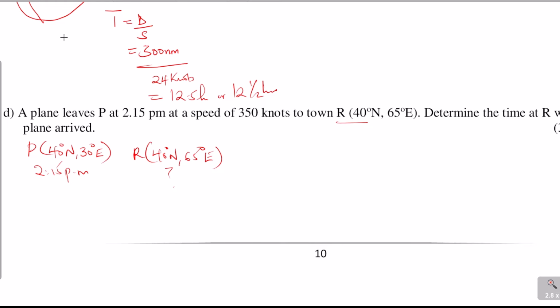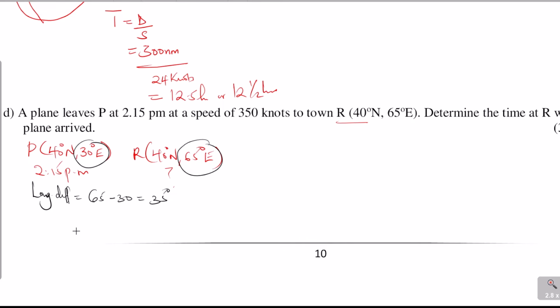When you're calculating time, we use the longitudes, not the latitudes. So you're going to consider the longitudes. So first let us get the local time at R when it is 2:15 p.m. at P. So we first get the longitude difference. One is 30 degrees east, the other one is 65 degrees east. So you subtract 65 minus 30. So this one will give 35 degrees.